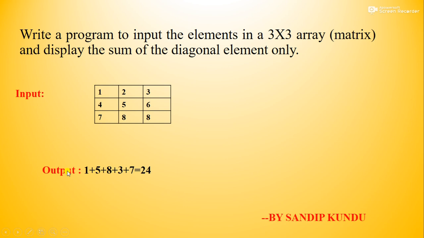So as an output it should come 1 plus 5 plus 9 plus 3 plus 7. That means, what will be the output? So it should be displayed.